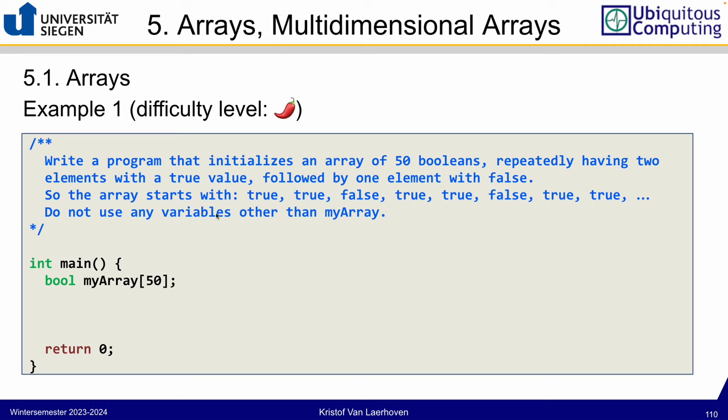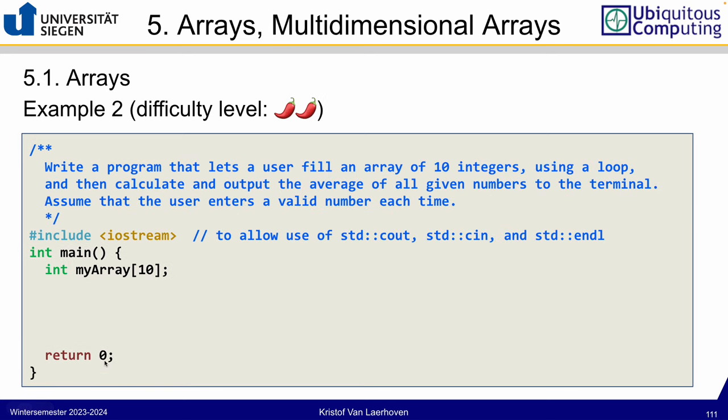So here the array needs to start with a true, true, and then a false. And then again, true, true, and then a false again, a true, true, false again, and so on, all the way till 50. So basically, this is just kind of a loop exercise, except that in this case, you need to initialize an array with this particular loop, right? So this should be something that you already know. I already gave the skeleton structure of the program, and then you can continue the rest at home.